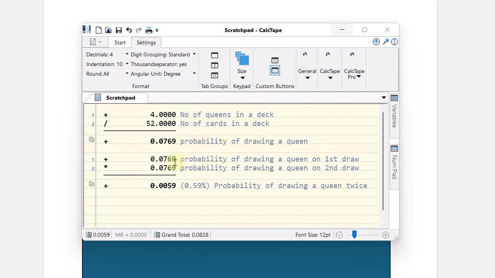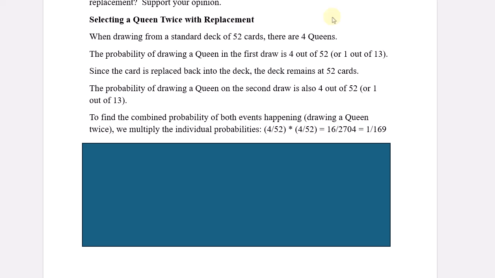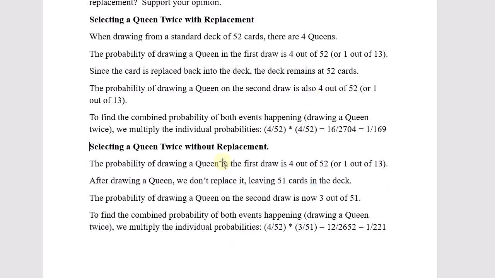We do it twice, so we have to multiply the probabilities of each draw, and we come up with an end result of 0.0059. So we have a 0.59% probability of drawing a queen twice. Okay, let's move on to the second question. Now we're going to select a queen twice without replacement.